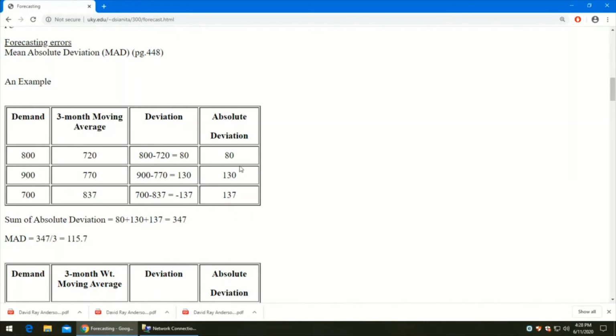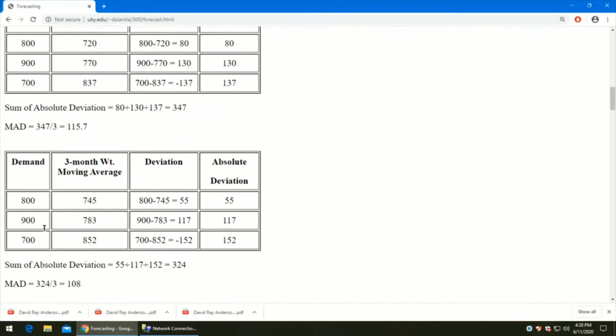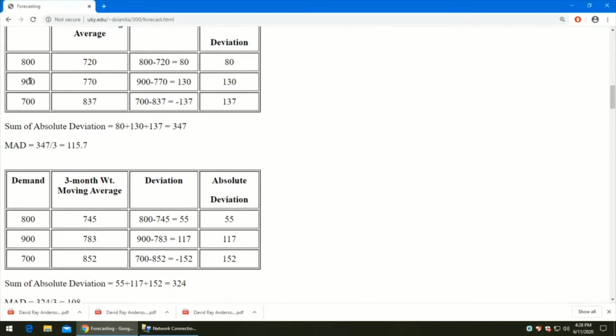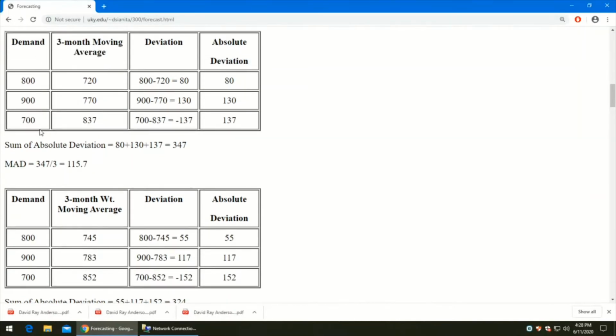And then you just add them up, like 80, 130 plus 137 is 247, divided by 3. So you just get the sum of the absolute values and then the mean absolute deviation. Then what we usually call it is mean absolute deviation. Then again, we have the same quantity demanded here, as you can see, it's 800, 900, 700.